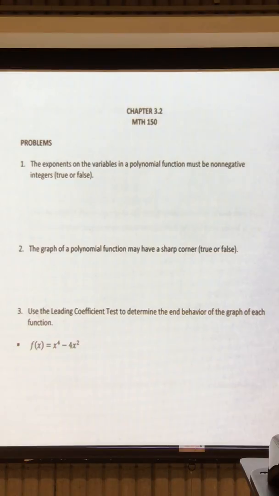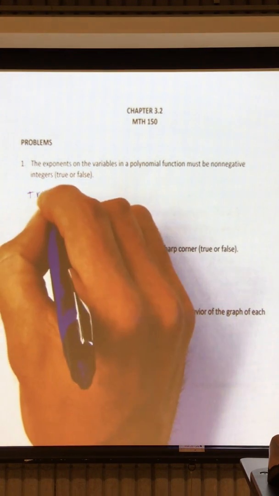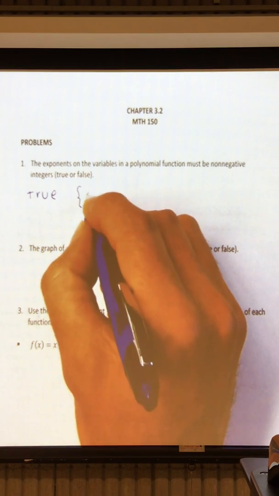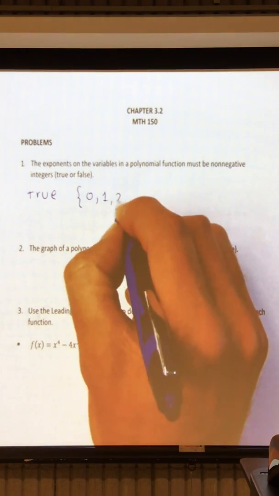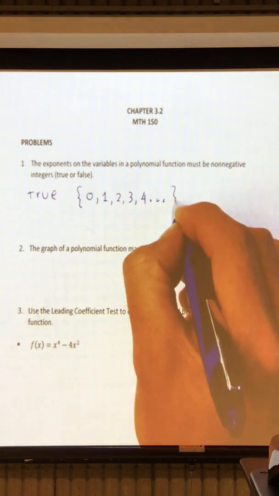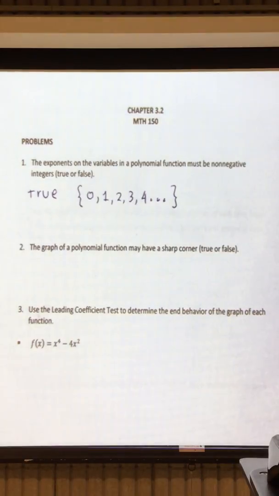Section 3.2 exercises. Problem 1. Is it true or false that the exponents on the variables in a polynomial function must be non-negative integers? This is absolutely true. When we say non-negative, we mean the set of integers that begin at 0. That's why we say non-negative, and they include all the counting numbers forever. So we just can't have negative integer exponents.